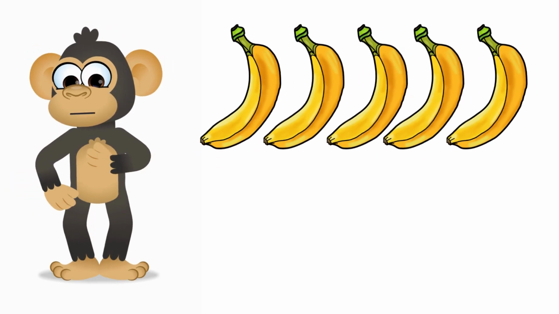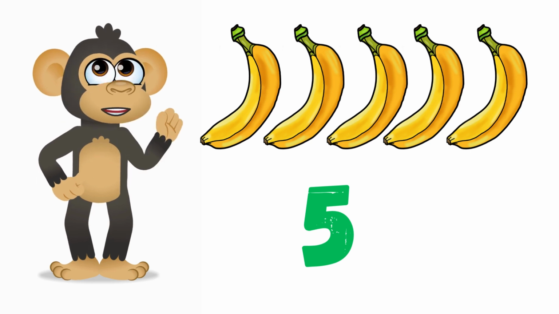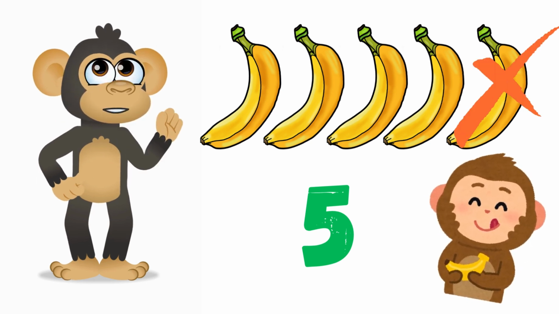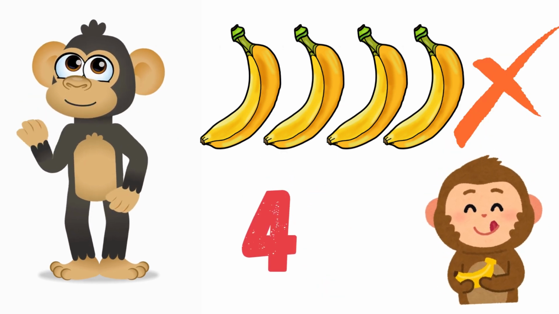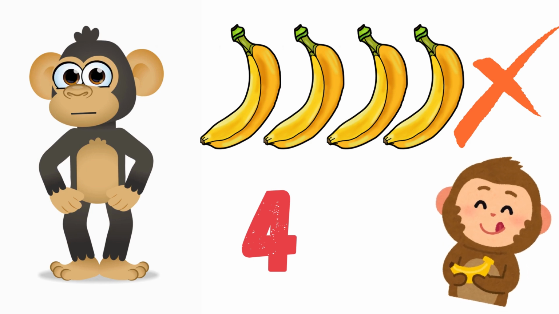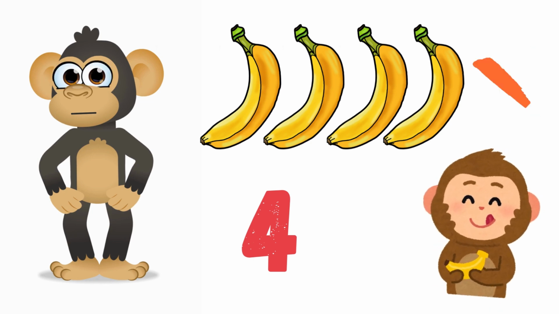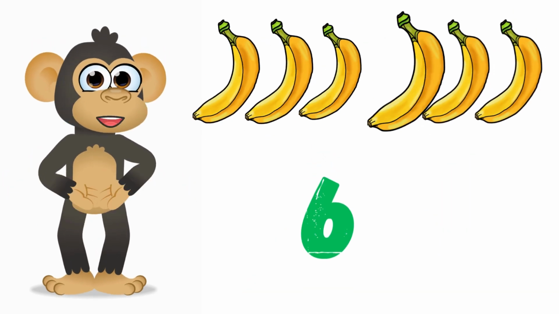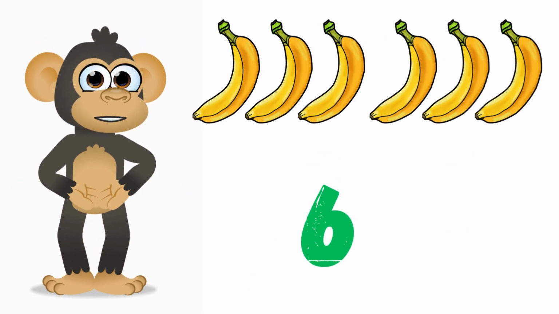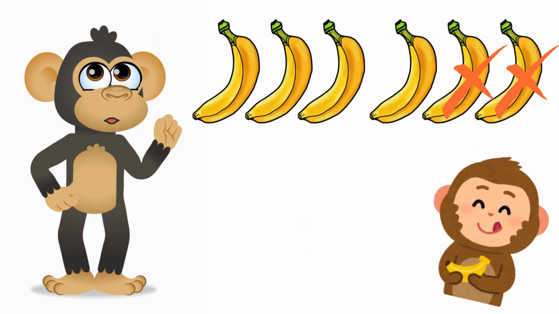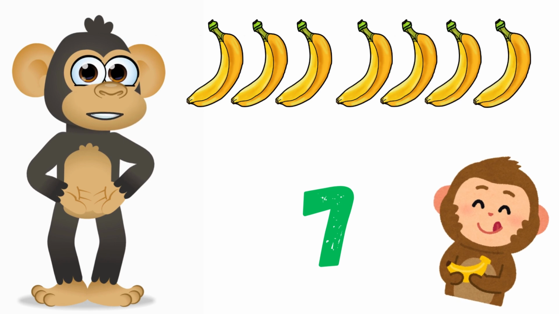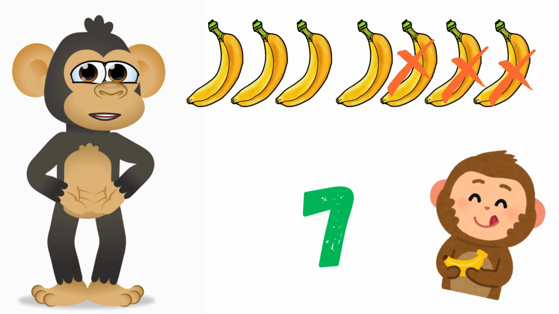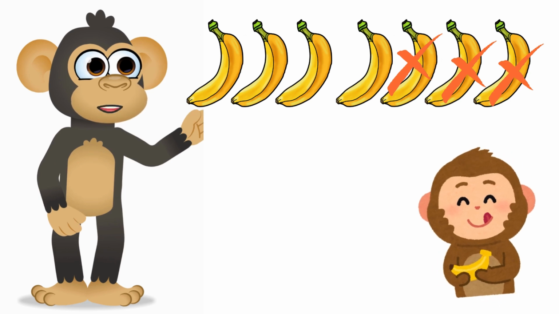Okay kids, you can see we have 5 bananas here. If we eat 1 banana, how many bananas are left? That's right, we have 4 bananas. We have 6 bananas. If we eat 2, how many are left? Correct, 4 bananas. Start with 7 bananas. After eating 3, how many are left?